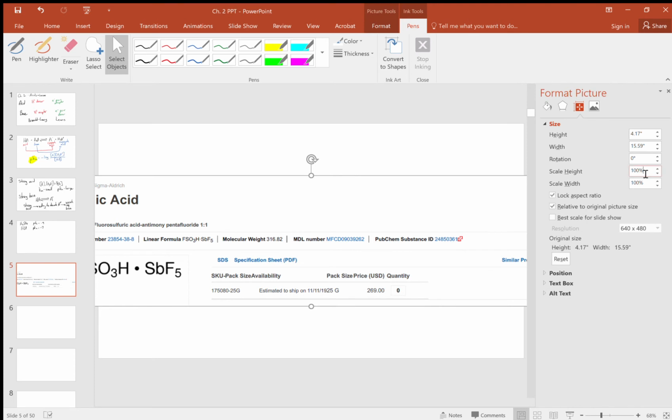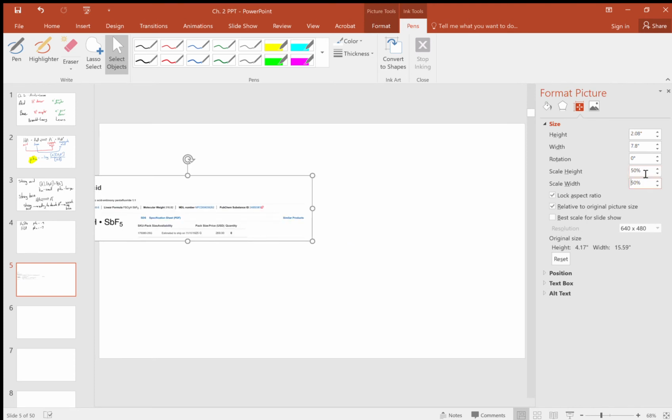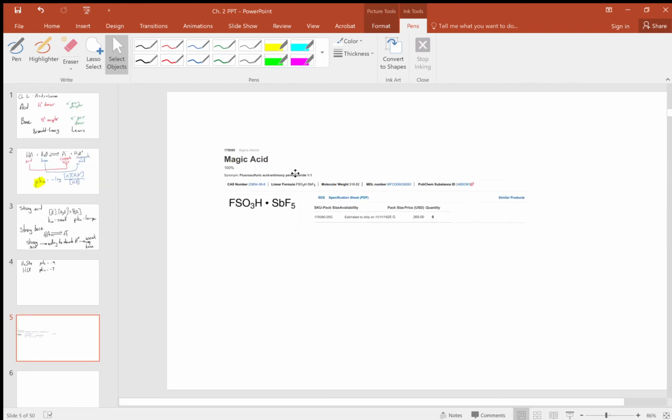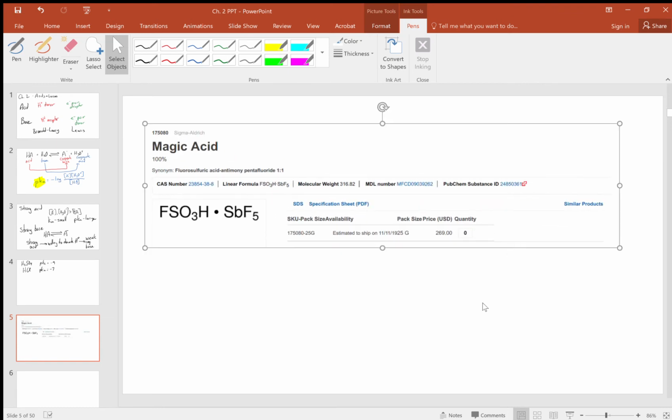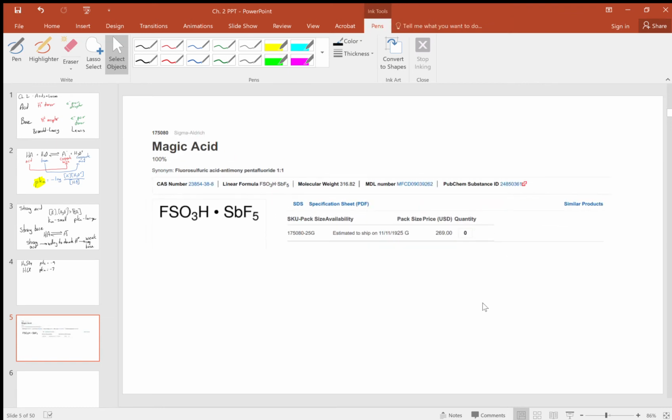So here you can see another acid. And yes, this is actually the name of this compound. It's called magic acid. And you can see it's actually rather pricey. And yes, you are reading that correctly. That's $269 for 25 grams. So it has a cost of greater than $10 per gram.